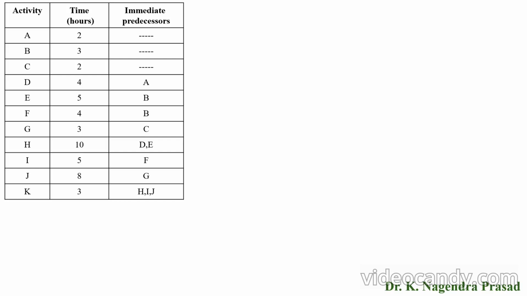Let's see the solution. First, we have to draw a network diagram. Here, activities A, B and C do not have any immediate predecessors, which means these activities are the starting activities for a network diagram. So let's draw it. So these are the starting activities.